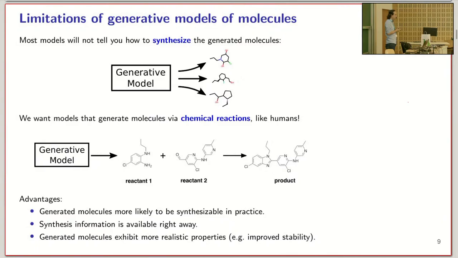So there is tons of work on generative models that generate new molecules, but ideally we want a generative model that tells you how to synthesize the molecule in practice. It doesn't generate the molecule on its own, as this product, but it's going to tell you that the molecule can be synthesized by combining two reactants, for example. The advantage of this is that now you have a generative model that generates molecules via chemical reactions, and the generated molecules are going to be more likely to be synthesizable in practice, no? Because if you have this recurrent neural network, that recurrent neural network will generate some molecules, but maybe there is no way to obtain those molecules in practice. You have the synthesis information right away.